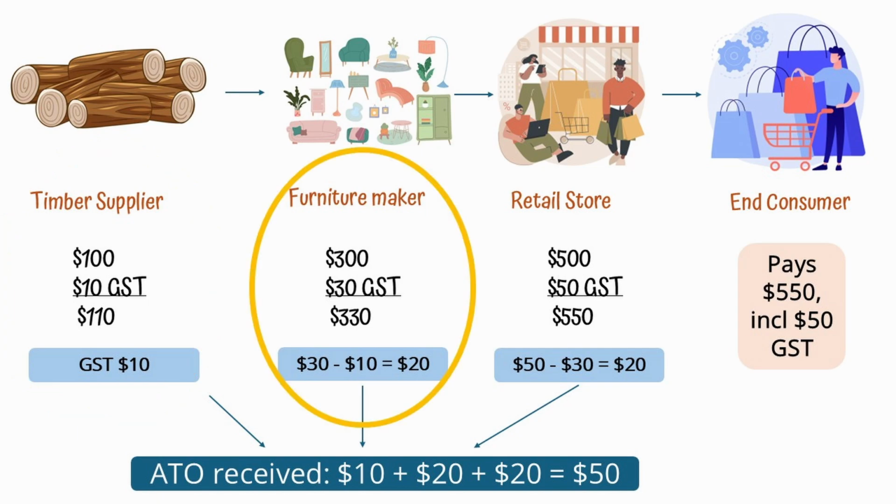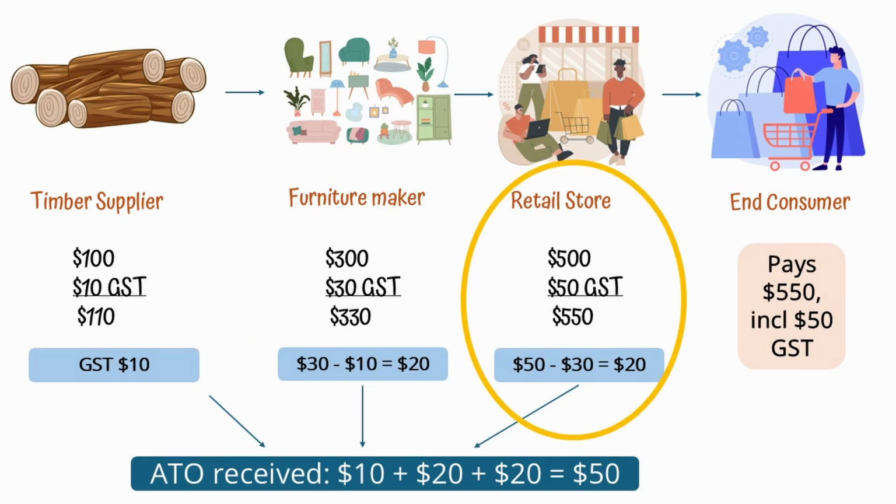Now the furniture maker makes the timber into furniture and sells the furniture to a retail store for $300. There is $30 GST charged. So the furniture maker received $330. $300 for the furniture and $30 GST is submitted to the tax office. But in the meantime, it can claim back that $10 GST it has paid on purchasing that timber, because that $10 has already been submitted to the ATO. So the furniture maker actually sends that GST of $20 to the ATO instead.